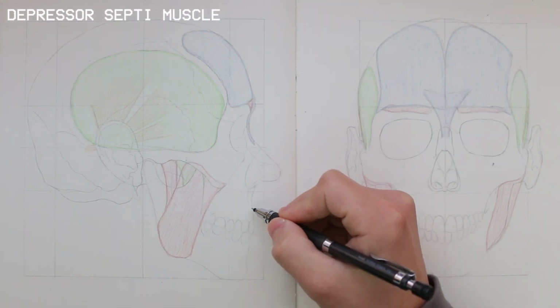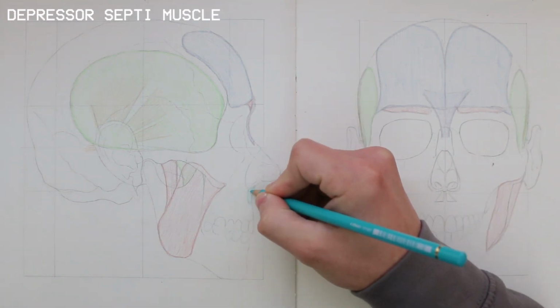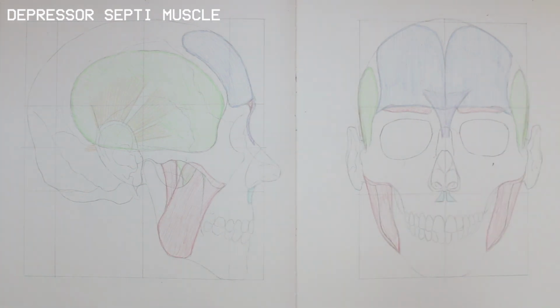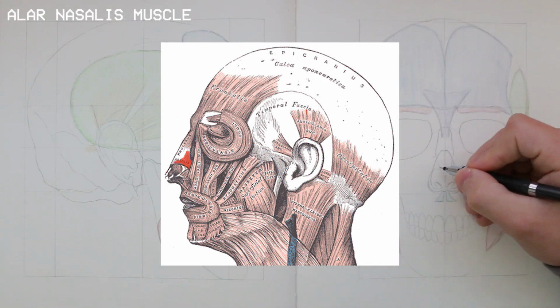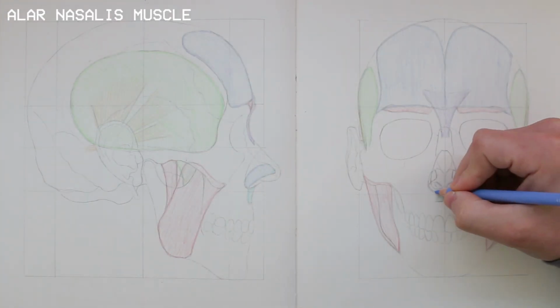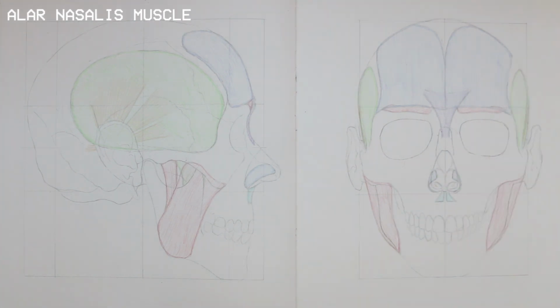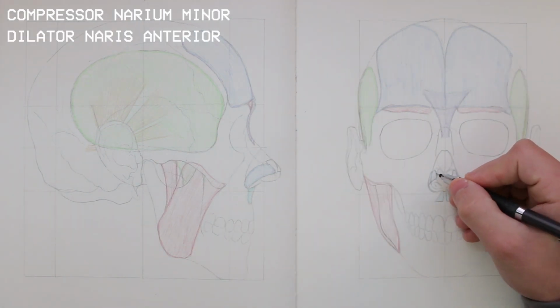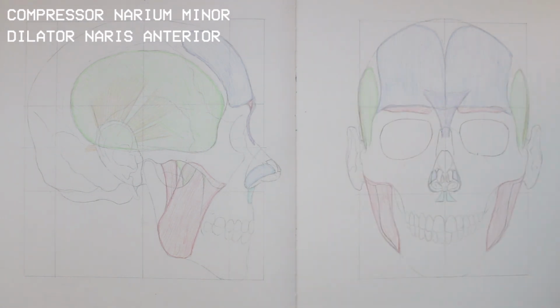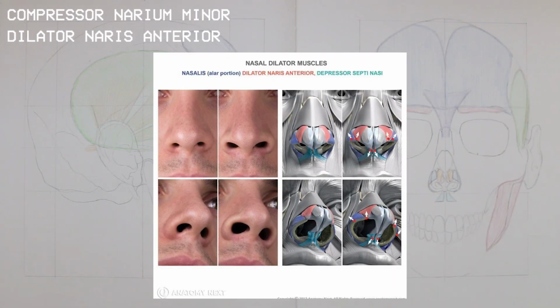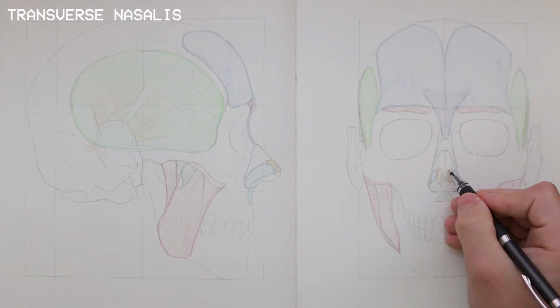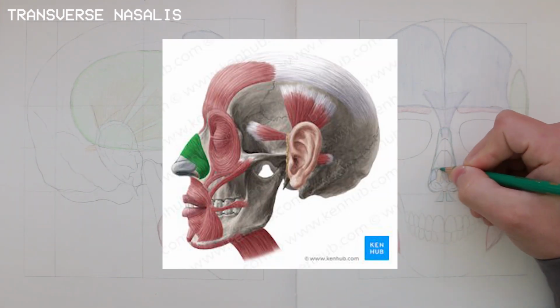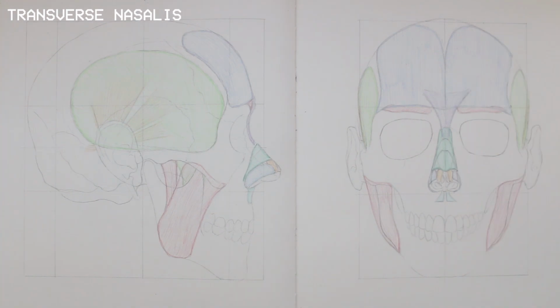Below the nose, there is the depressor septi. This is a muscle that's involved in moving the nose, along with a few more here. Another one is the ala nasalis muscle at either side of the nose, which moves the nostrils. Next to these at the front is the compressor naris minor, and also the dilator naris anterior. Finally, the last muscle around the nose here is the transverse nasalis, wrapping all the way over. This allows us to compress the nostrils.